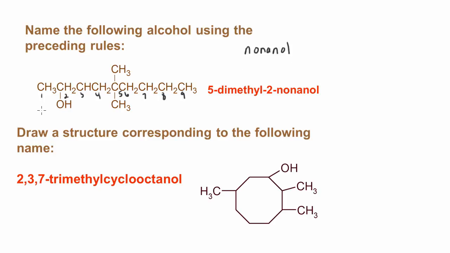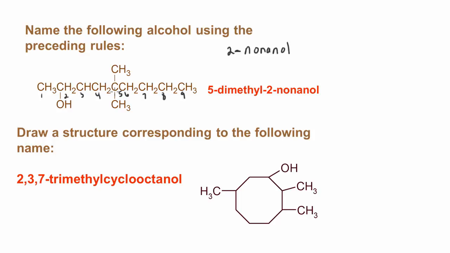And I numbered from left to right. My OH group is on carbon number 2. If I were to number from right to left, my OH group would be on carbon 8. So we want it on the lowest possible number. So what we have here is a 2-nonanol.